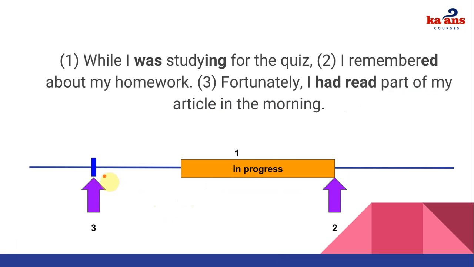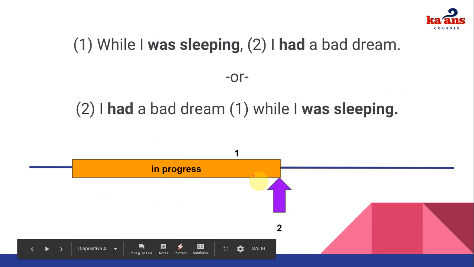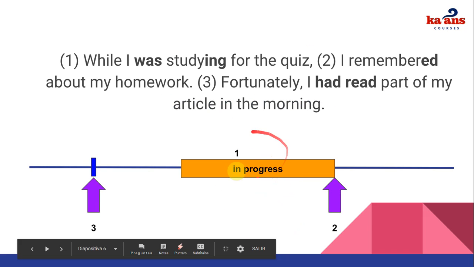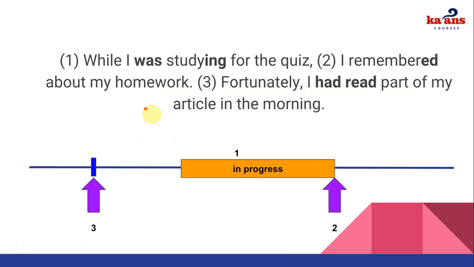Compared to the first one, where you have a situation in action and then a situation that interrupts that action, here we have a situation in action, a situation that interrupts that action, and a situation at the beginning. This is your story, and this is something before anything occurred, way before. So as you can see, we saw three tenses: the simple past, the past continuous, and the past perfect.